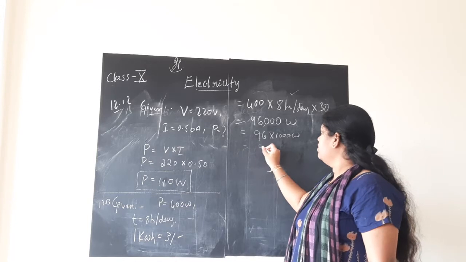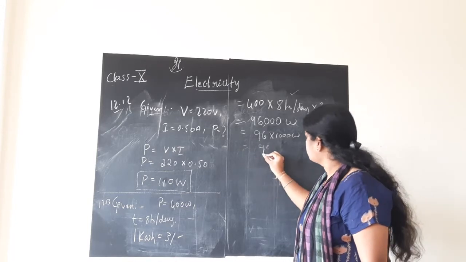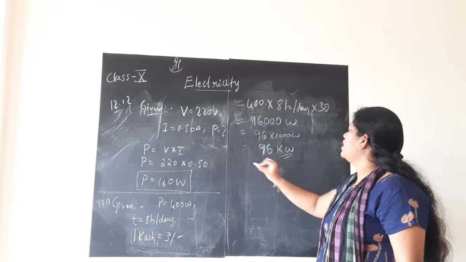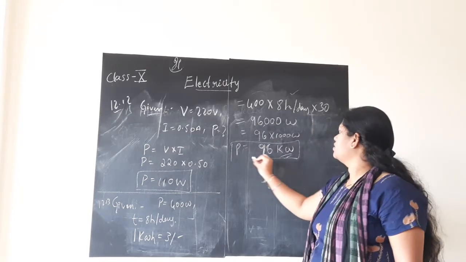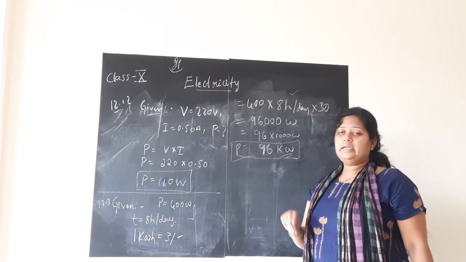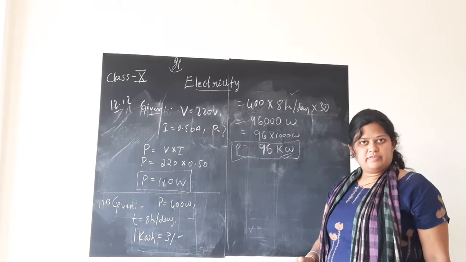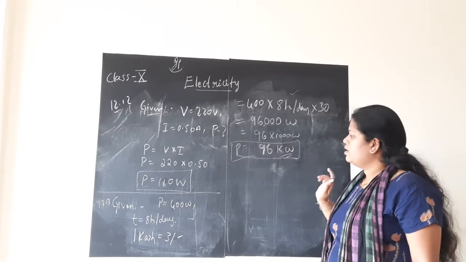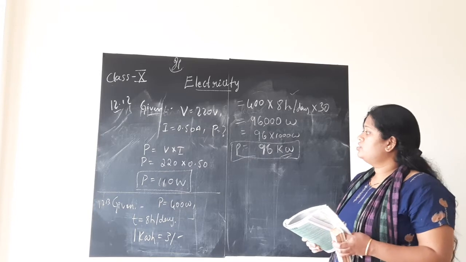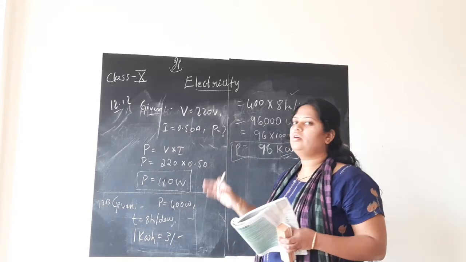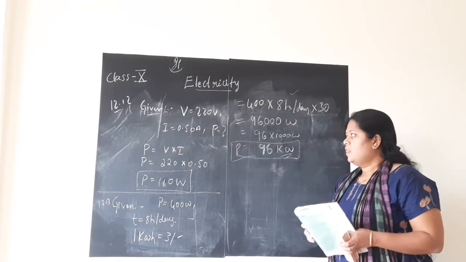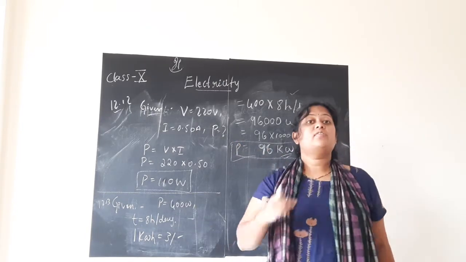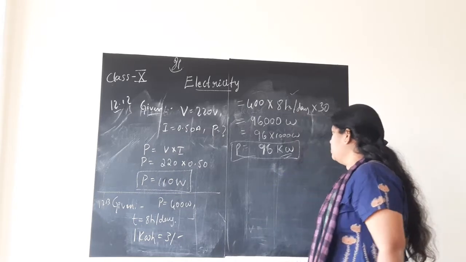So this 1000 I will replace by kilo. 96 kilowatt hour is the electric power consumed by the electric refrigerator for 30 days if it is operated 8 hours a day. That is the value we found. But what they are asking us to find out here is the electric bill we need to pay.